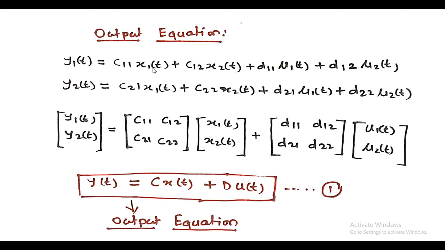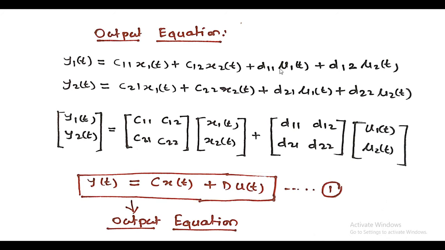So for X1t and X2t I have mentioned here C11 and C12. So what is the meaning of this C11 and C12? These are the coefficients of these particular states. So what do I mean by coefficient? That we will see afterwards while solving the actual example. Just see how I am deriving this equation. Similarly, these inputs also have some coefficients, so the first input coefficient is D11 and the second input coefficient is D12.